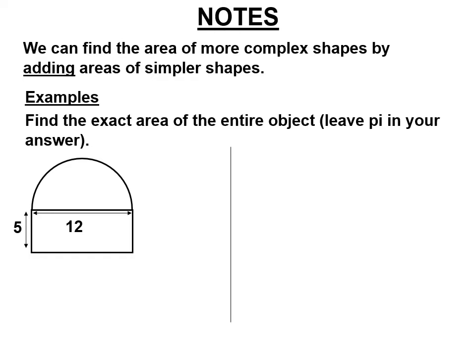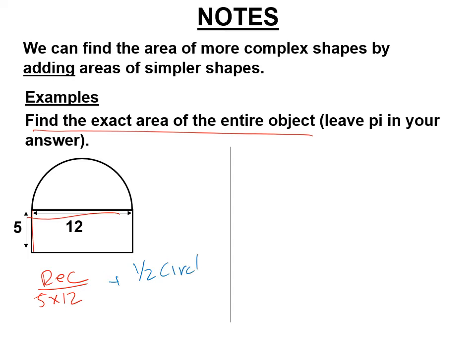Okay. So we're going to find the exact area of this. We're going to leave pi in our answer. Now, let's do the rectangle because that's the easy part, right? The rectangle is 5 times 12, base times height. Now the circle. Let's do it in a different color. So it's half a circle. So it's 1/2 pi. What's the radius? Now, all the way across is 12. So what's halfway across? 6.